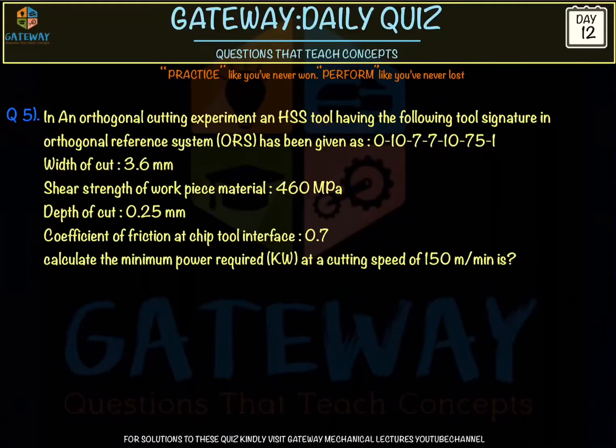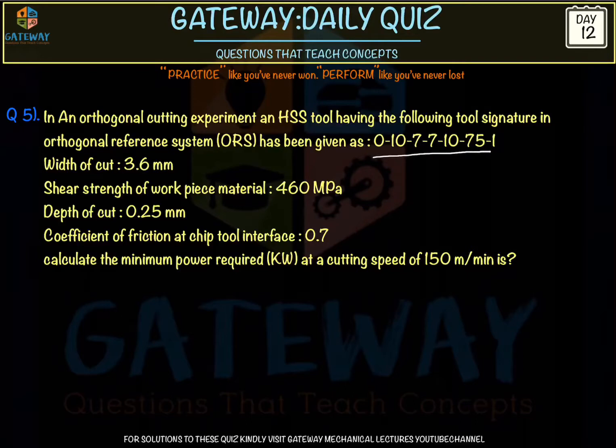Next we are moving on to our last question, nothing but question number 5. In this question, an orthogonal cutting experiment was done with an HSS tool, and the tool signature was given in the ORS system as 0, 10, 7, 7, 10, 75, 1.